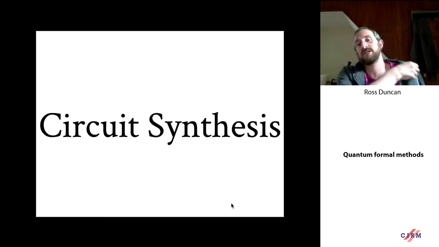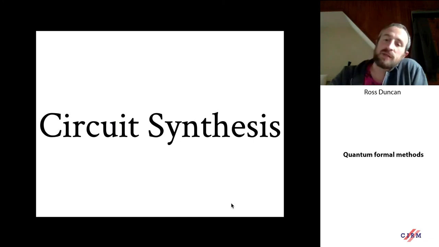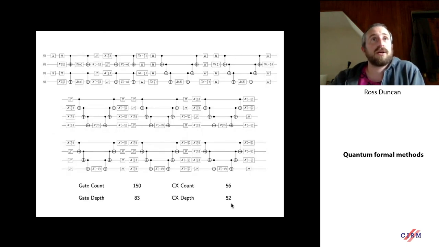Let's look at something which is a little bit more applied. So the question of circuit synthesis: how do we make good circuits for our operations? Here is a circuit that I showed to you a little bit earlier today. This is an ansatz which is used to prepare the ground state of the H2 molecule. It's called the UCCSD ansatz. There's some more details in its name. I can't remember all of them right now.